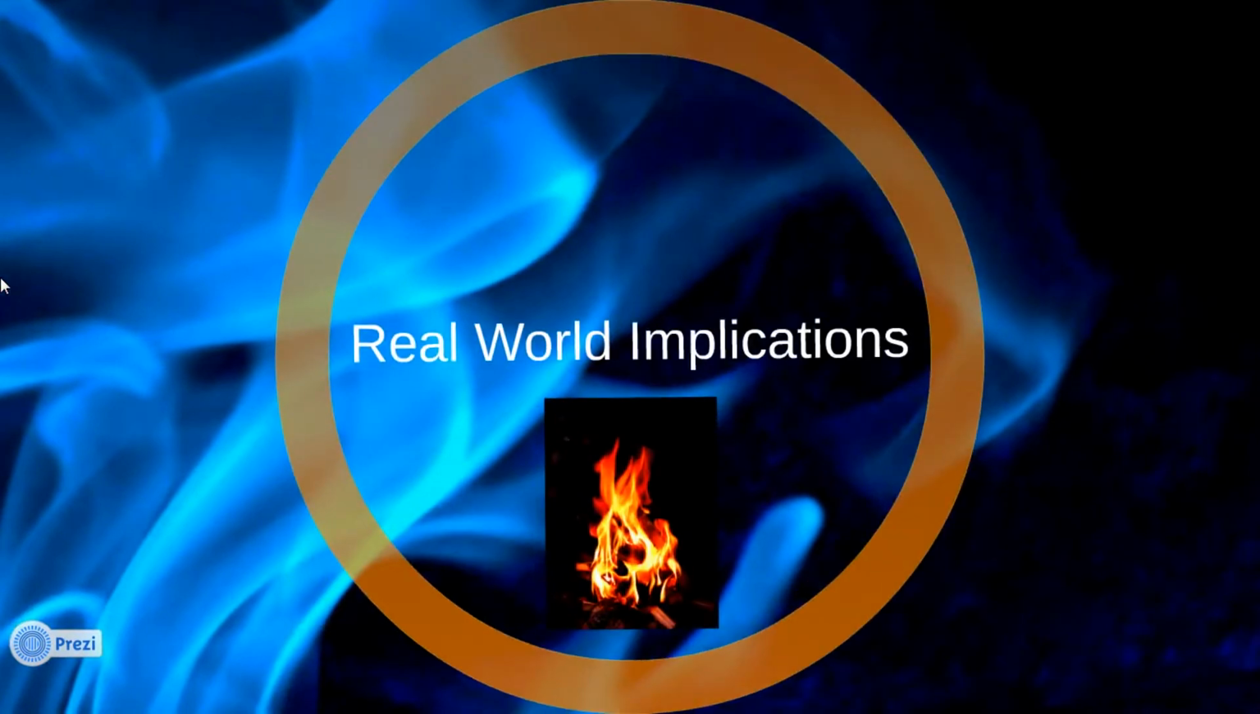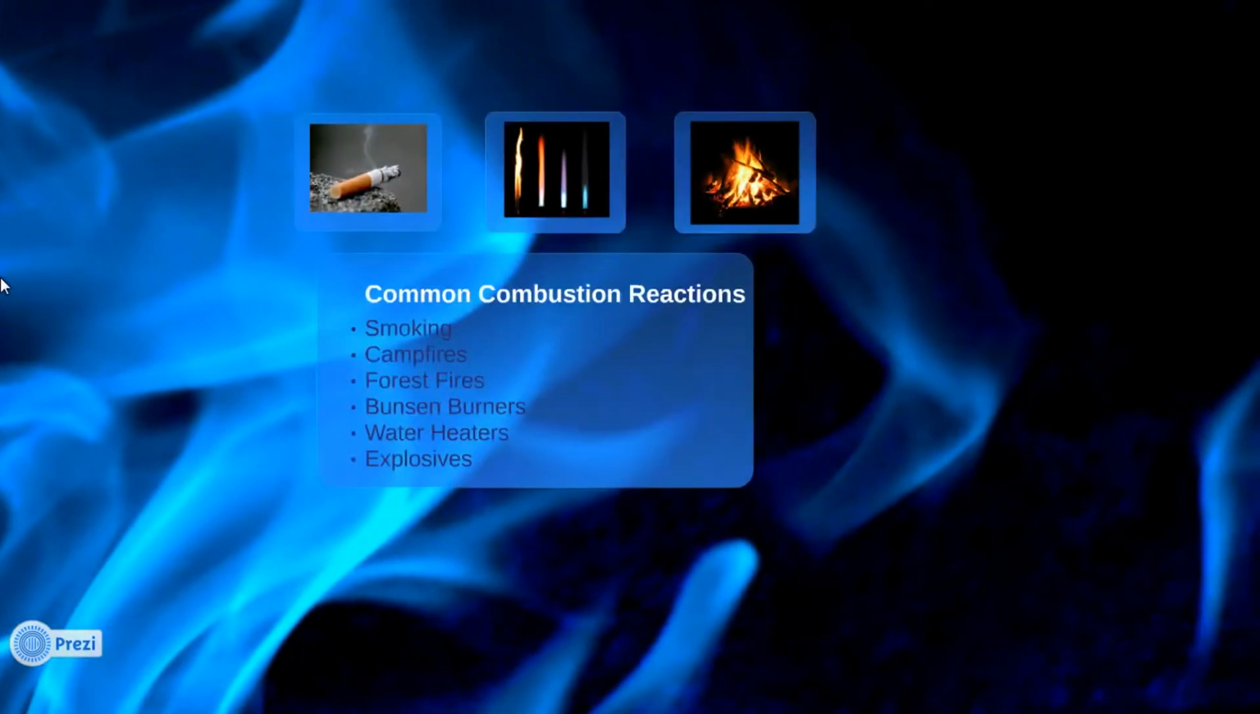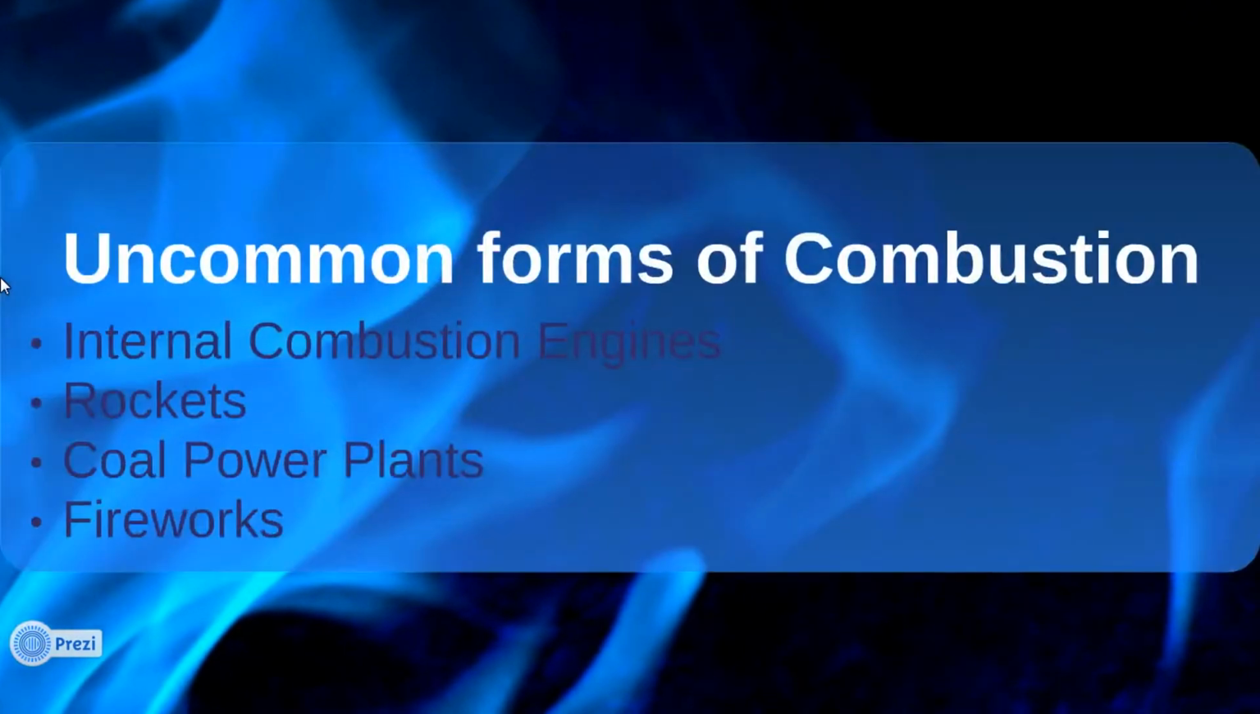So here is a list of some common combustion reactions that you're probably familiar with. There's smoking, campfires, forest fires, Bunsen burners, water heaters, and explosives. You've probably seen most of these combustions sometime in the past. On the other hand, there are also many uncommon forms of combustion reactions that you don't see every day, such as the combustion that occurs in internal combustion engines, rockets, coal power plants, and fireworks. So you're probably wondering how these work.